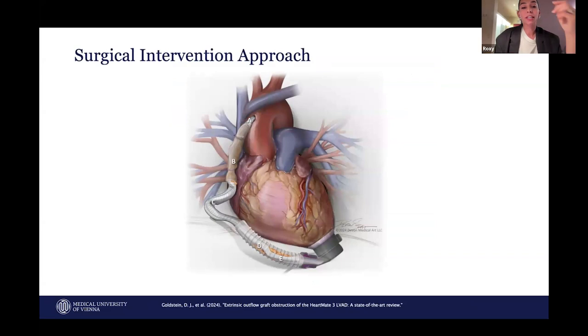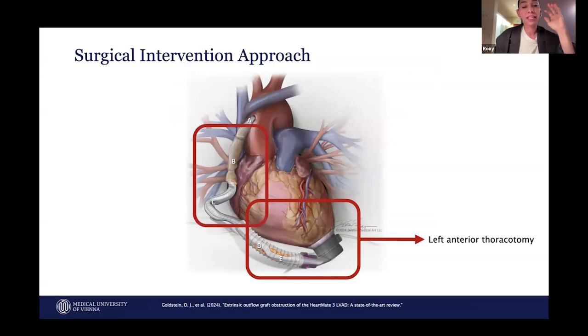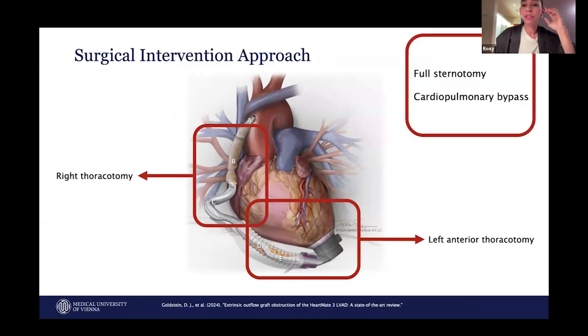What are our approaches? Most of the time, I have to say, as I already mentioned earlier, the problem lies close to the pump. So we are going for the decompression via left anterior thoracotomy. If the problem is more the kinking, closer to the aorta in the outflow graft and more distal area, we actually go for right thoracotomy, very rarely, as I said earlier. Full sternotomy is also done very rarely, only in scenarios where we really have to, maybe like redo procedures.